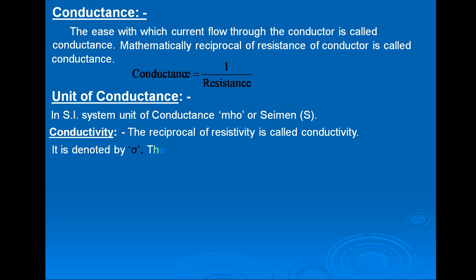Conductivity. The reciprocal of resistivity is called conductivity. It is denoted by sigma. Therefore, conductivity is equal to 1/resistivity, or σ = 1/ρ.